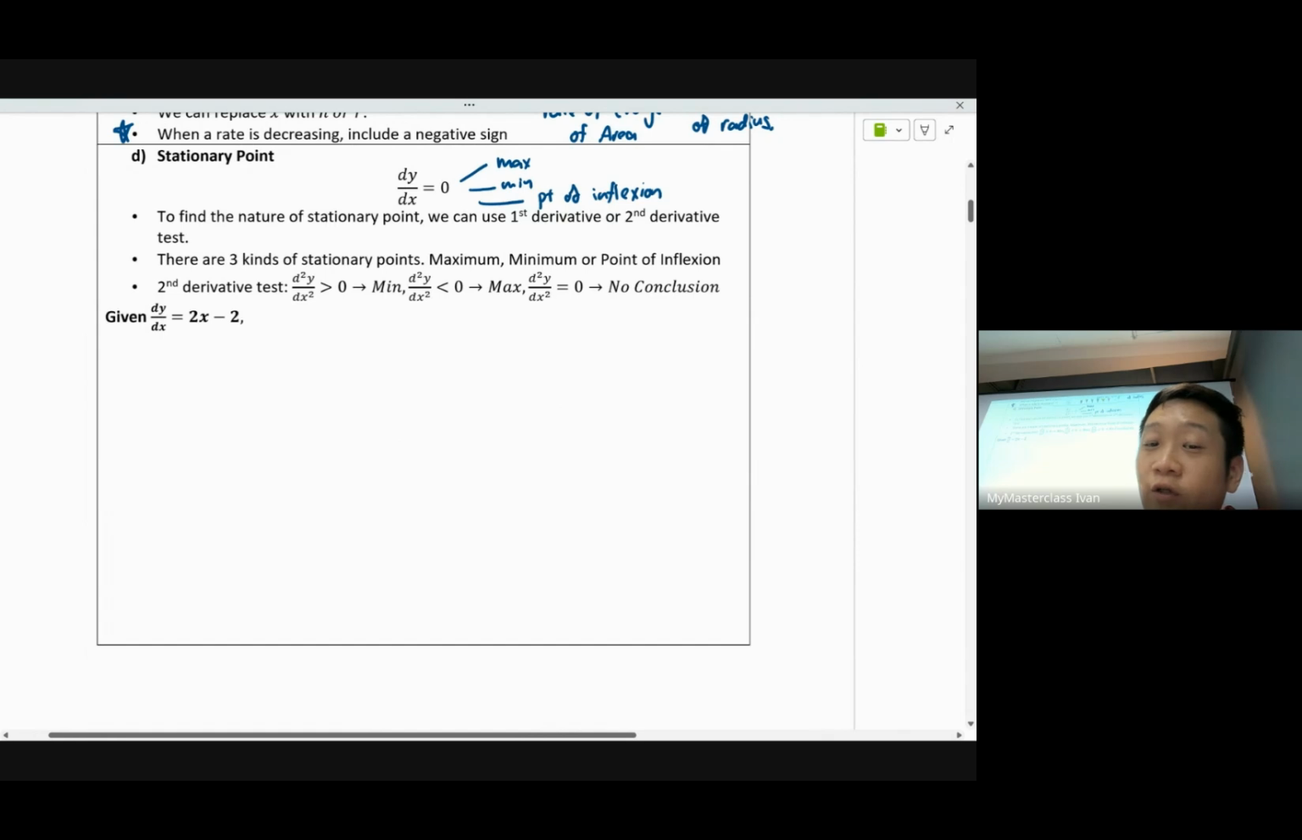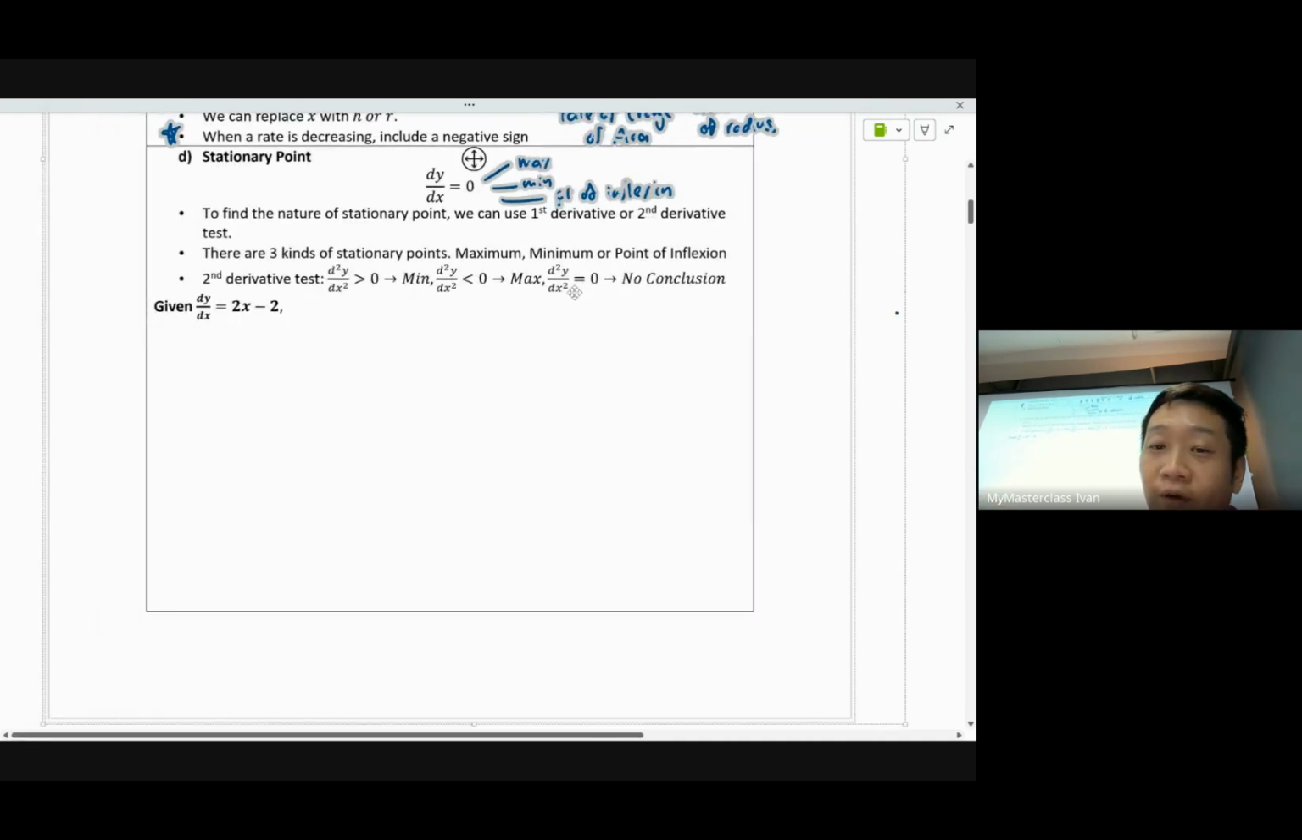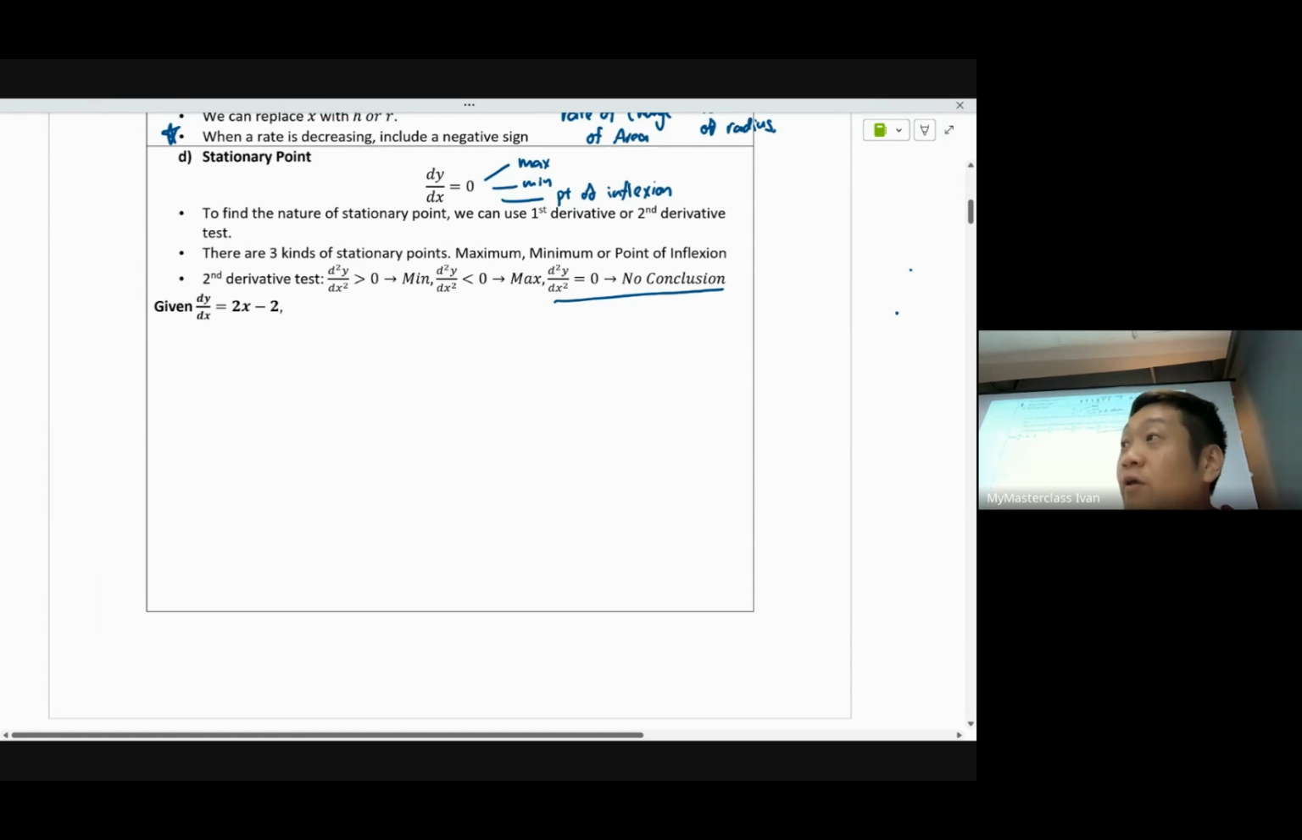We usually do the second derivative test to check whether it is maximum or minimum. Okay, always use the second derivative test if the thing is easy to differentiate. Okay, sometimes you may not be so lucky because when you do the second derivative test and it equals to 0, there's no conclusion. Then if there's no conclusion, then how? Must use the first derivative test. Okay, what is the first derivative test?